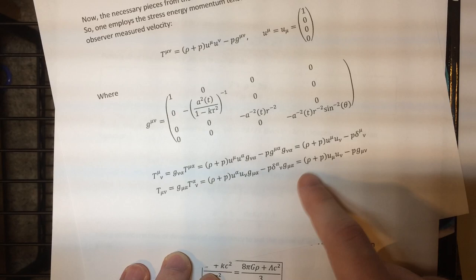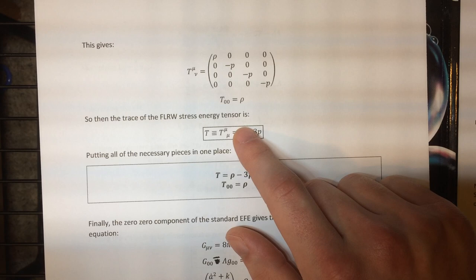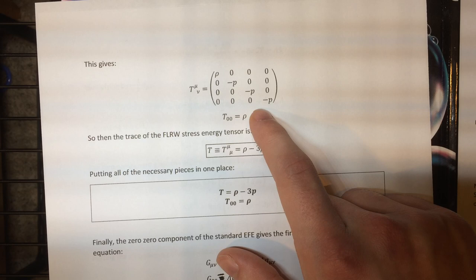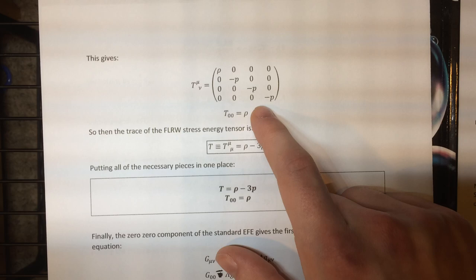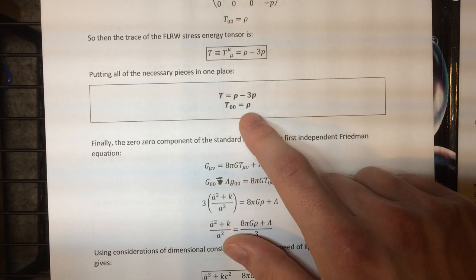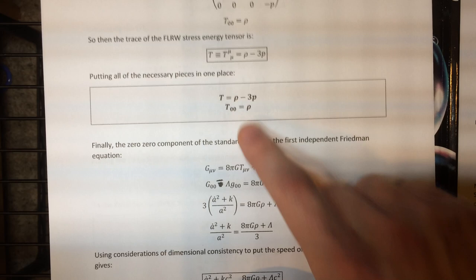Now if you do a similar analysis, then you get this for the full mixed stress energy momentum tensor for this particular value of the proper velocity and metric. So then the trace works out to be that. So these are the values, the stress energy momentum tensor values we need. Okay, so then we can actually get the Friedmann equations now.